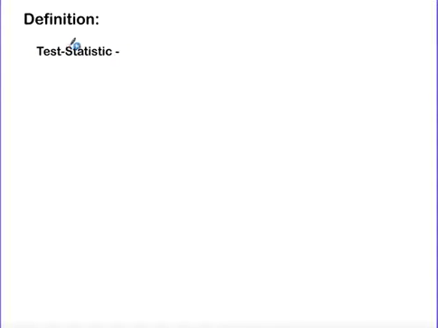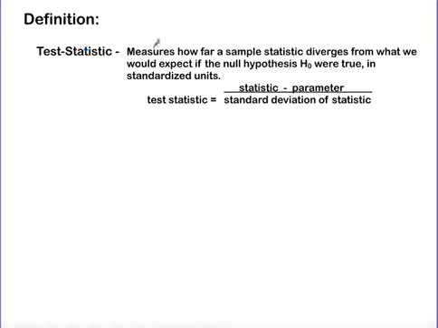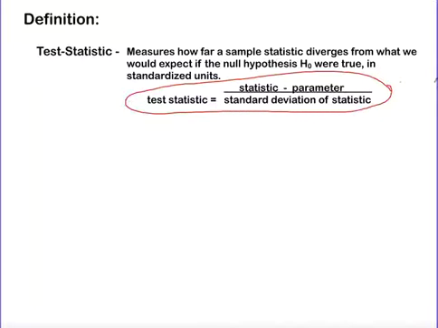So the first definition we'll talk about is a test statistic. A test statistic measures how far a sample statistic diverges from what we would expect if the null hypothesis were true, in standardized units. The test statistic is equal to the statistic minus the parameter over the standard deviation of the statistic. This is a formula that you're going to need to be familiar with.